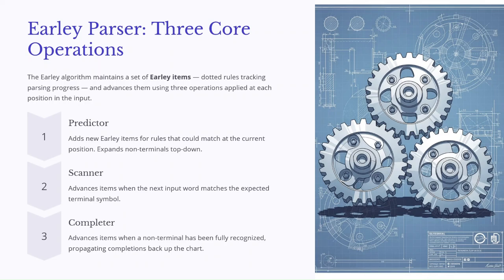The scanner advances the items when the next input word matches the expected terminal symbol. The completer advances the items when a non-terminal is fully recognized, propagating the completion and backing up to this chart. Once a particular word is completed, it goes and starts with the next word. So the three core operations are predictor, scanner, and completer.